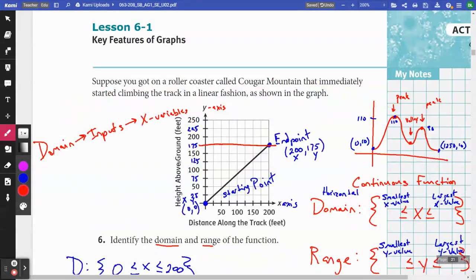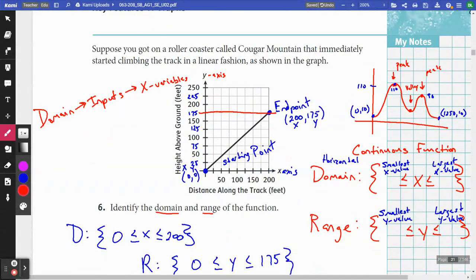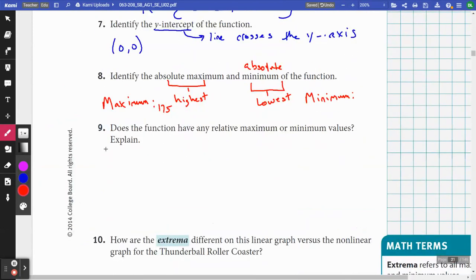And the minimum, how low does it go? What's the lowest it goes? Well, the lowest it goes is here, which is the x-axis. What's the value of y on the x-axis? 0. So this is 0.